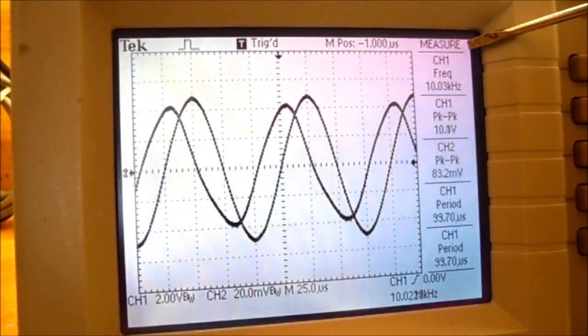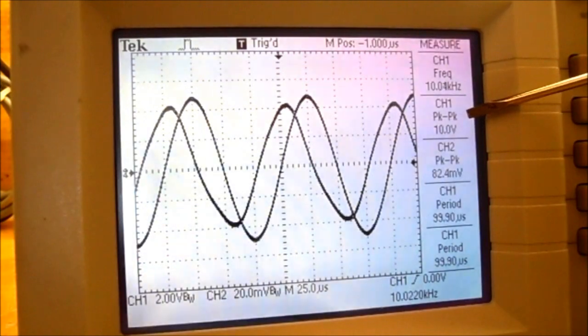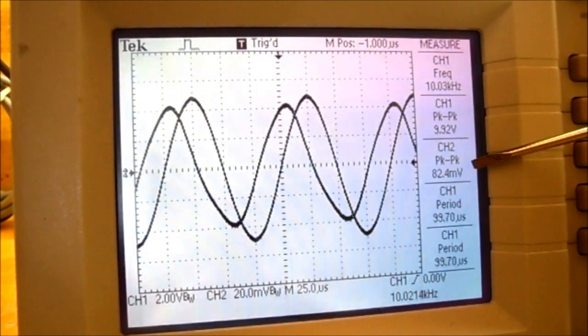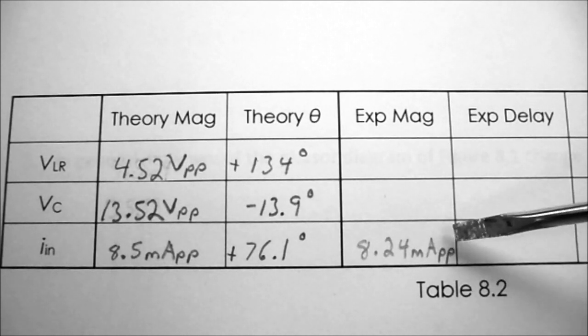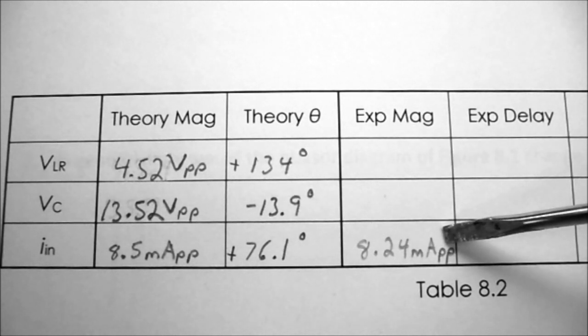And I've set up the measurements so that channel 1 frequency is approximately 10 kilohertz. Channel 1 is at approximately 10 volts peak to peak. And channel 2 looks like it's about 82.4 millivolts. So on table 8.2, I've recorded I_in, experimental magnitude, as 8.24 milliamps peak to peak. Remember, we read it on the oscilloscope as 82.4 millivolts. Dividing that by the 10 ohm sensing resistor gives us 8.24 milliamps.